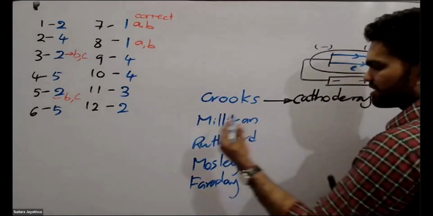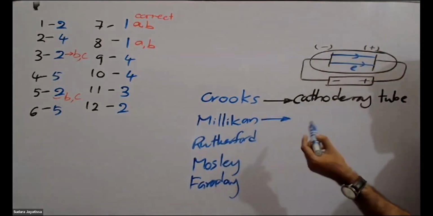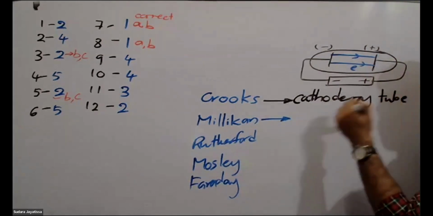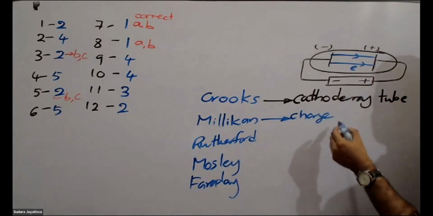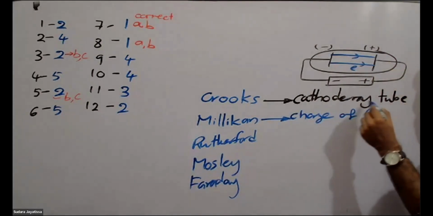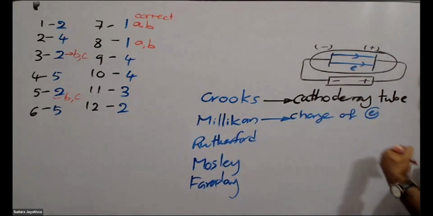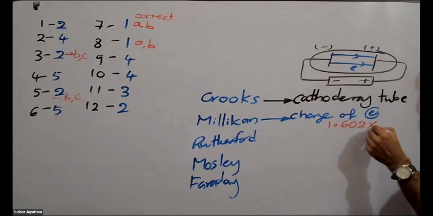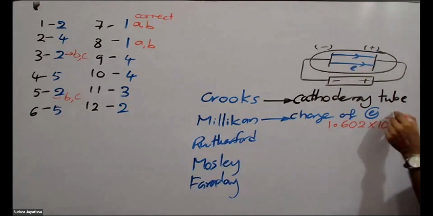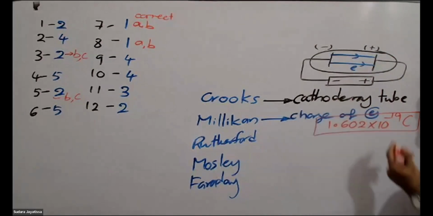Then this one is Robert Millikan. Robert Millikan is the answer. He found the charge of the electron. The value of the charge of the electron is important, and I ask you all to remember that one: 1.602 × 10^-19 coulomb. This is the actual charge of the electron, and it was discovered by Millikan.